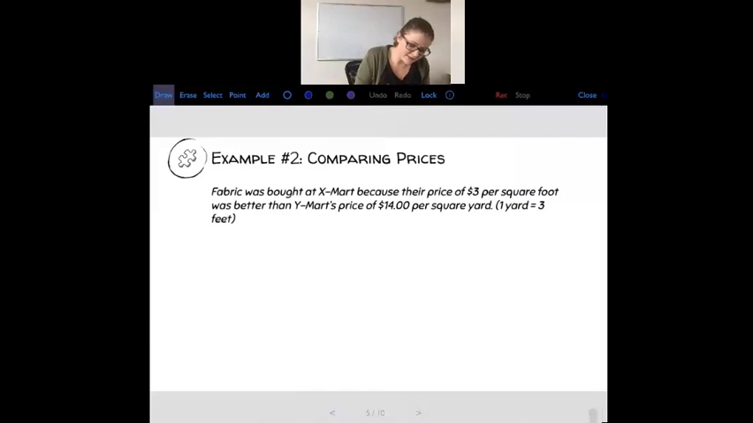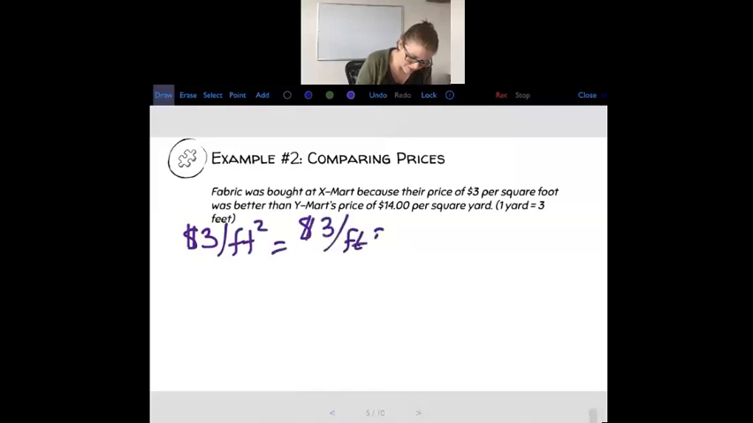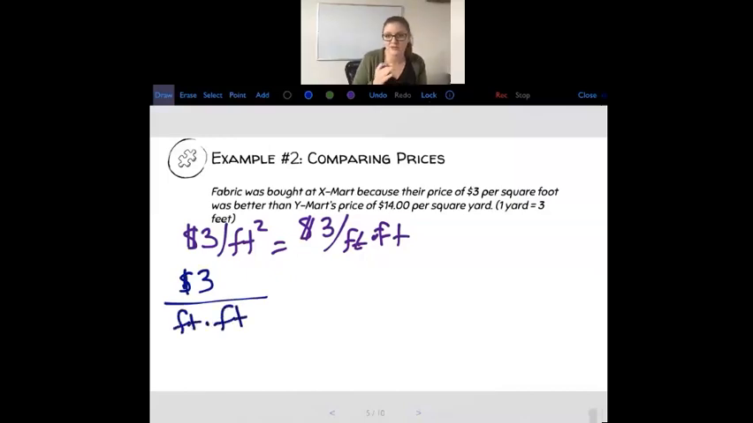So when you're writing this out, remember that $3 per square foot can be written as $3 per feet squared, which is the same as $3 per feet times feet. Feet squared means that there's 2 of them on the bottom being multiplied. So that's very important when we're dealing with dimensional analysis and converting units. So to set this up, we have $3 per square feet, and I'm going to write it as feet times feet. Square feet is what that means.